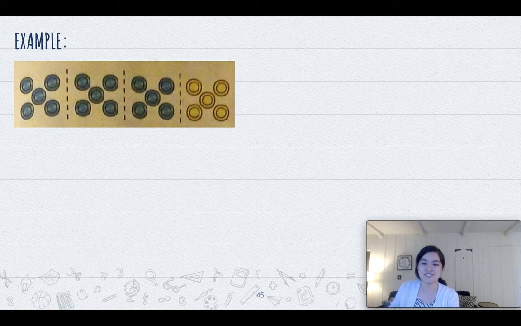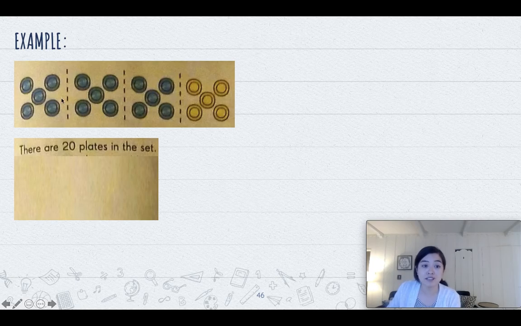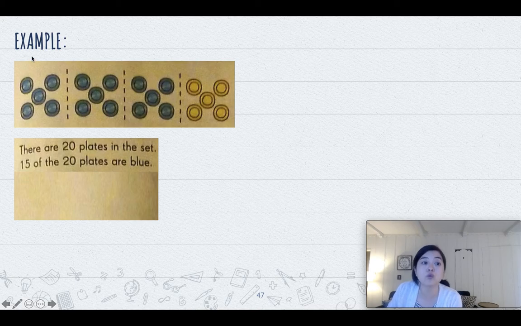How many plates do you see? Well, let's see. I see 1, 2, 3, 4, 5. So there's 5, 10, 15, 20. So there are 20 plates in this set, in this group. Okay. And 15 of the 20 plates are blue. Do you see that? 1, 2, 3, 4, 5. So 5, 10, 15 of the total 20 plates are blue.